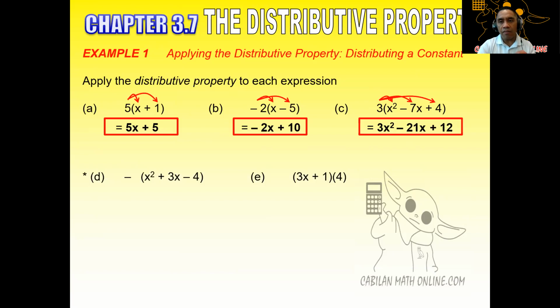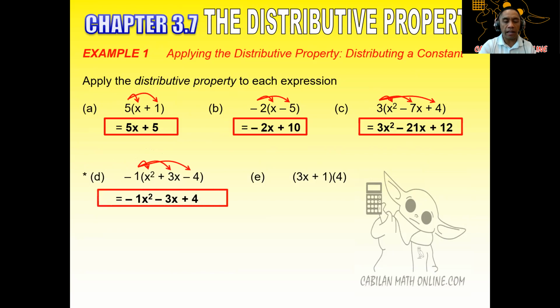Anytime you see a negative in front of a set of brackets, okay, what's really there is a -1. So what you're going to do in this example is you're multiplying a -1 to the x squared, a -1 to the 3x, and a -1 to the -4. So this will give us a final answer here of -1x squared, -3x, and +4. And again, you cannot group those terms together because they are all unlike terms.